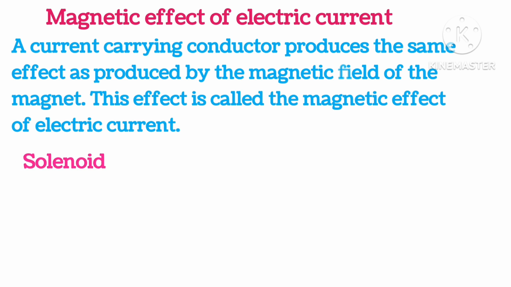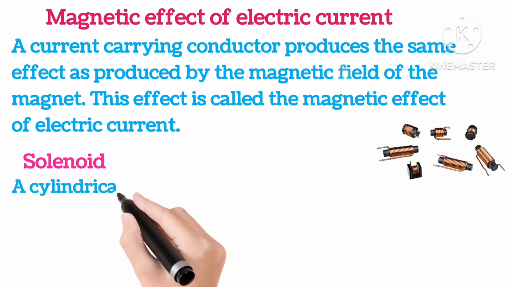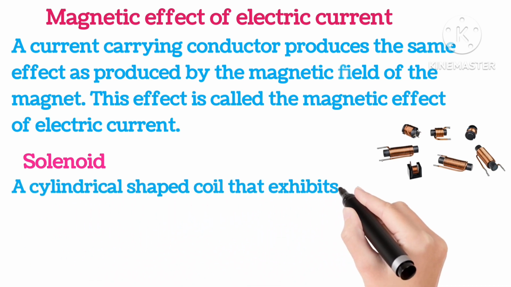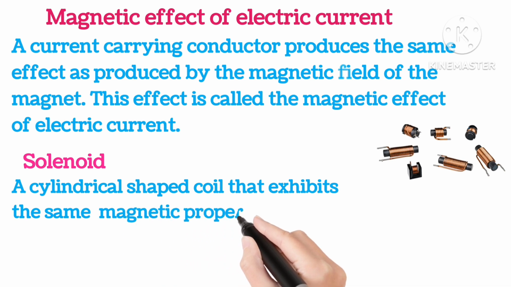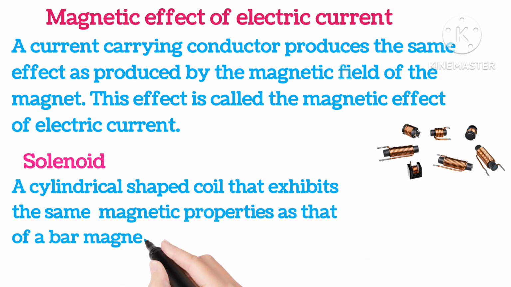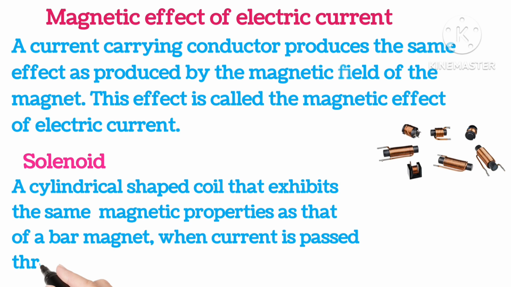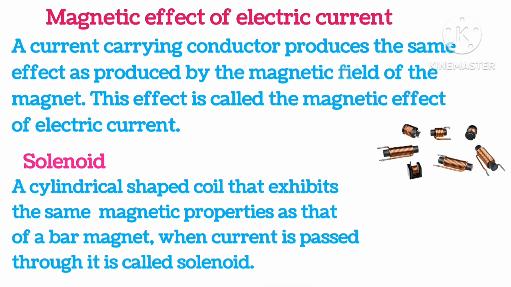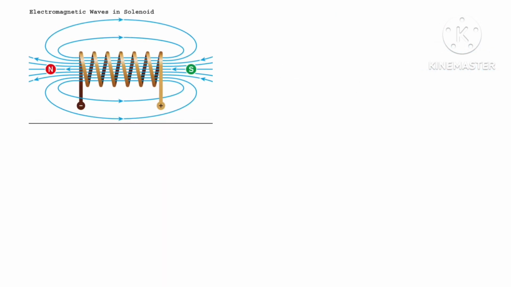Solenoid. As you can see in the picture, it is a cylindrical shaped coil that exhibits the same magnetic properties as that of a bar magnet when current is passed through it. That's why it is called a solenoid. As you can see in the picture, the solenoid is acting as an electromagnet here.